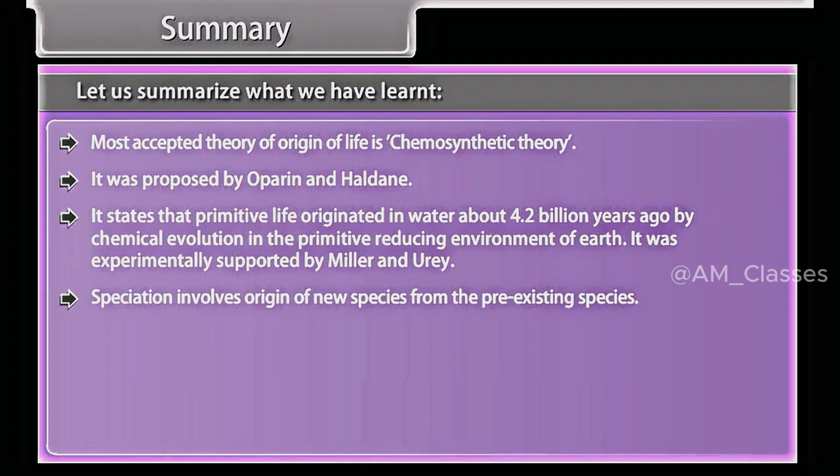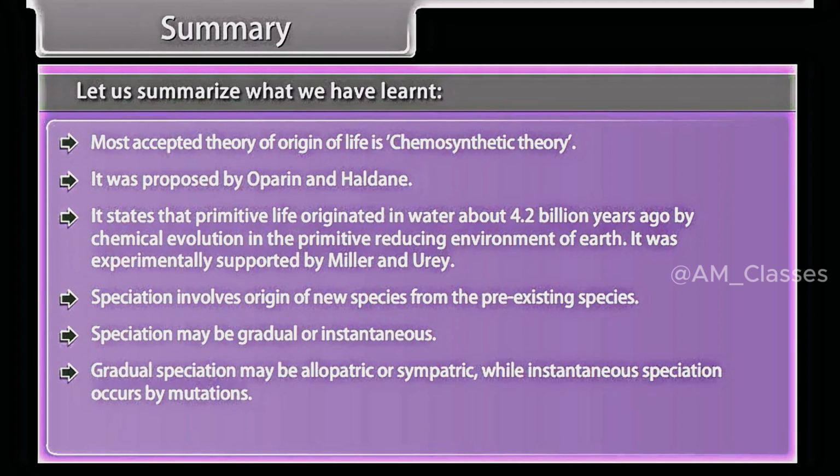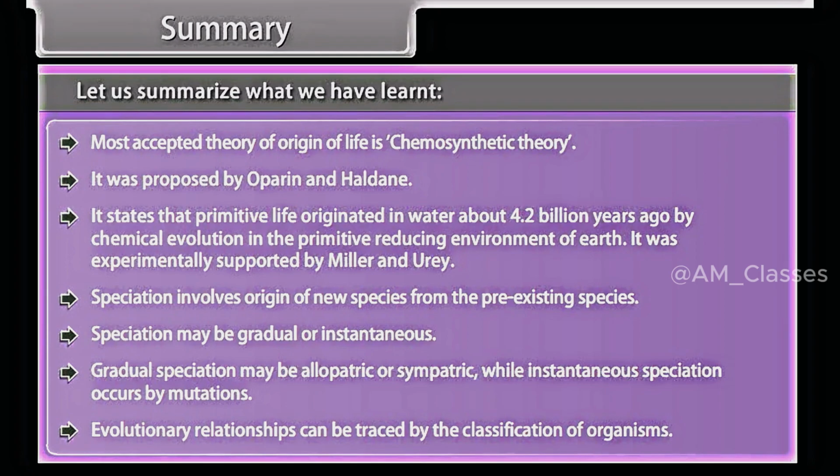Speciation involves the origin of new species from pre-existing species. Speciation may be gradual or instantaneous. Gradual speciation may be allopatric or sympatric, while instantaneous speciation occurs by mutations. Evolutionary relationships can be traced by the classification of organisms.